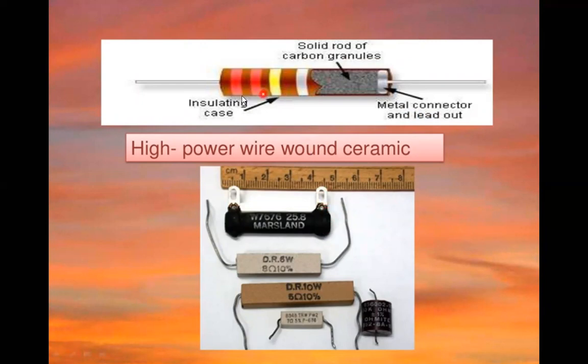This is an insulating case with the color coding printed onto it, and underneath this insulating case you have a solid rod of carbon granules. On these two sides, these are the metal conductor and the lead out. See the metal conductor, and this is the lead out. It can be copper or some other metal. This is how the high power wire wound ceramic resistor looks.